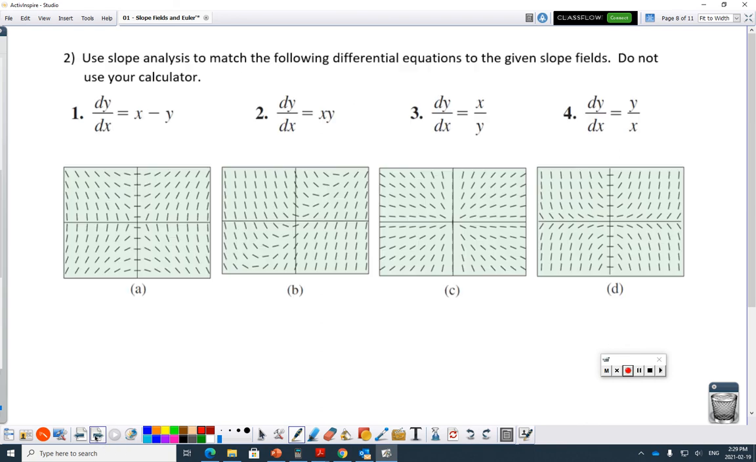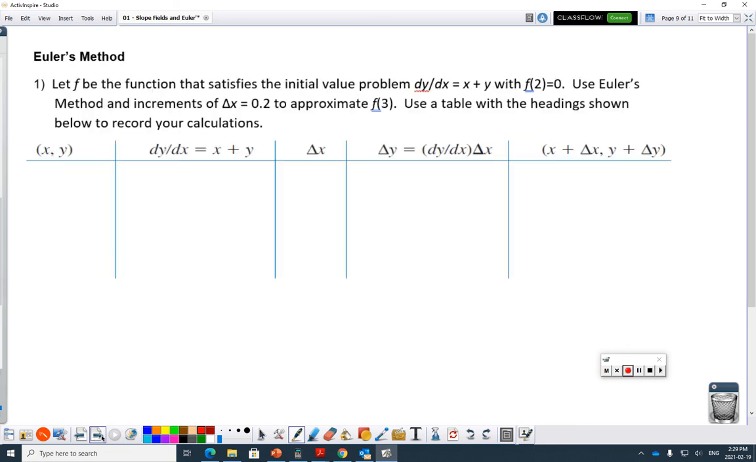Okay, here's Euler's method. This is a way of estimating other points on the graph without having the equation, just by moving across the graph. So they said start with f at 2 equals 0. So I've got my initial point of 2, 0. Here it is. 2, 0.